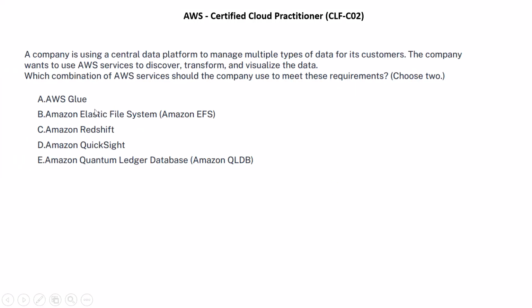Next question. A company is using a central data platform to manage multiple types of data for its customers. The company wants to use AWS services to discover, transform, and visualize the data. Which combination of AWS services should the company use to meet these requirements? Choose two options. Option A. AWS Glue. Option B. Amazon Elastic File System. Option C. Amazon Redshift. Option D. Amazon QuickSight. Option E. Amazon Quantum Ledger Database.